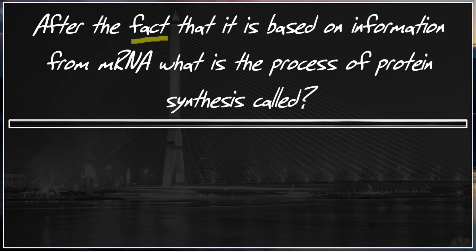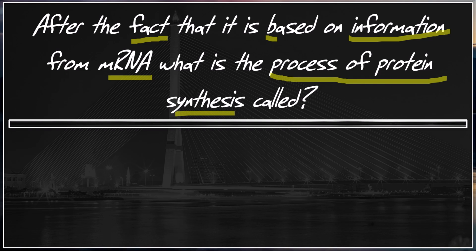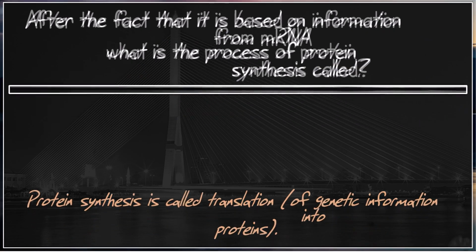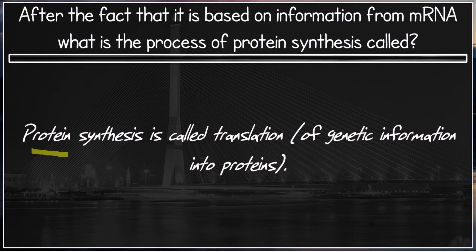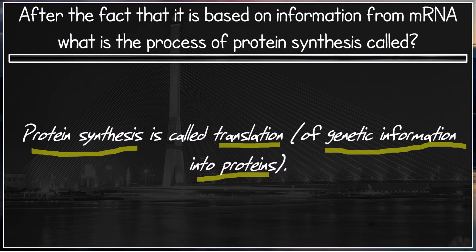Given the fact that it is based on information from messenger RNA, what is the process of protein synthesis called? Protein synthesis is called translation of genetic information into proteins.